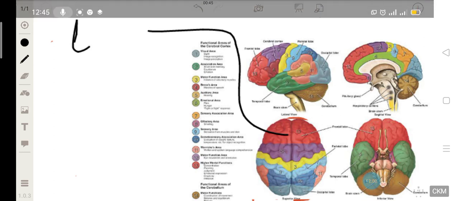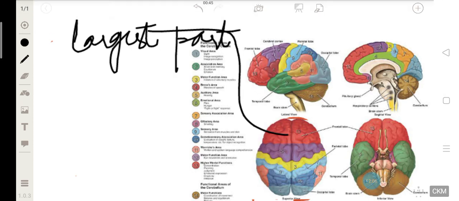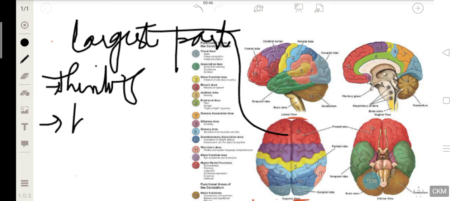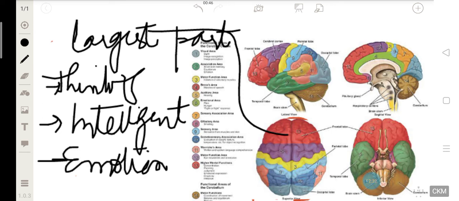This is basically the largest part of the brain, as I told you before. It controls the skeletal muscles, like the way we are moving. It also controls our thinking, as well as our intelligence level, like how intelligent we are. Our emotions or feelings are also controlled by the largest part of the brain, that is the cerebrum. As I told you before, the cerebrum has two hemispheres, that's why it is called the cerebral hemisphere.